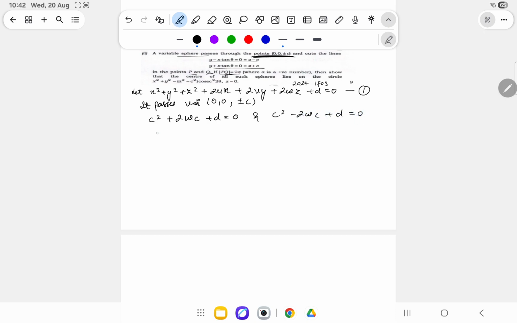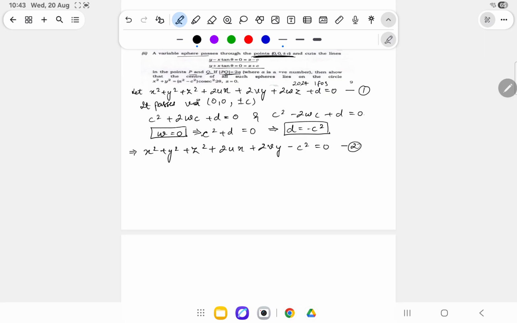So if I solve these equations, I'll get w equals 0, and again if I substitute the value of w in either of these equations, I'll get c square plus d equals 0. So from here I got my d as minus c square. So my equation of the sphere reduces to x square plus y square plus z square plus 2ux plus 2vy minus c square equals 0. So now this is my required equation of the sphere regarding which certain information is given to me.